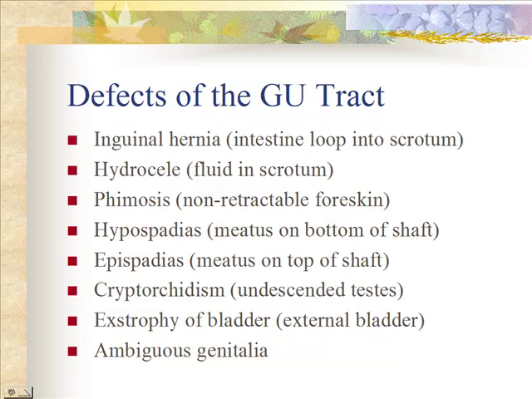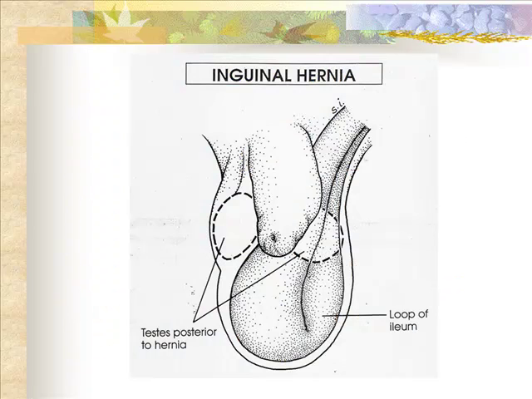And exstrophy of the bladder. This is where the bladder is external from the abdominal wall. I've only seen that a couple times, not terribly common. It usually goes along with some abnormal genitalia. And then, very sad, sometimes we see ambiguous genitalia where it's not clear if it's male or female.